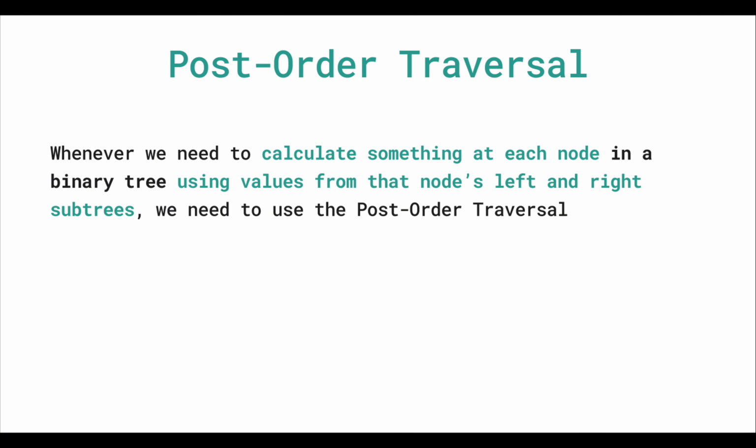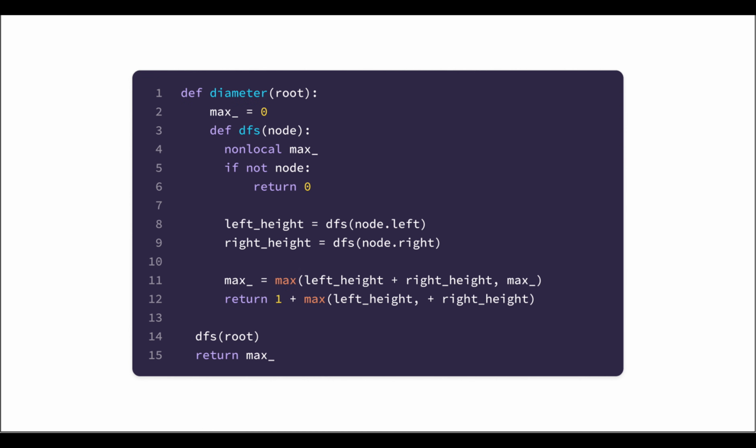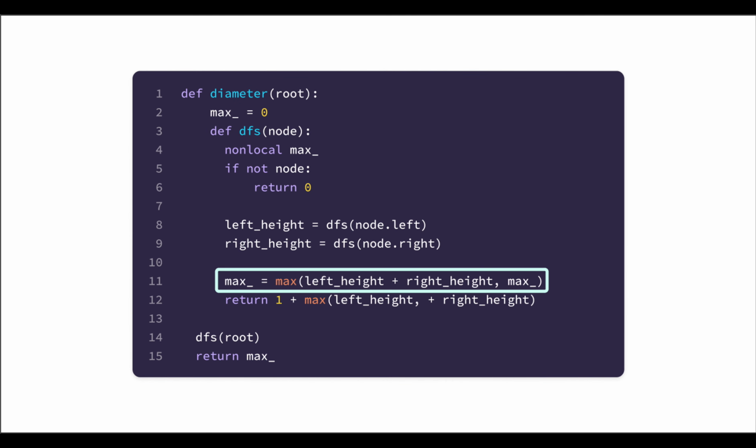So, in our diameter example, at each node, we needed the heights of the left and right subtree in order to calculate the length of the longest path that runs through each node. And if you notice in the code, we're calculating the length of the longest path through each node after the recursive calls to its left and right subtrees have finished. And that's what gives the post-order traversal its name. We're processing the current node after its left and right subtrees.